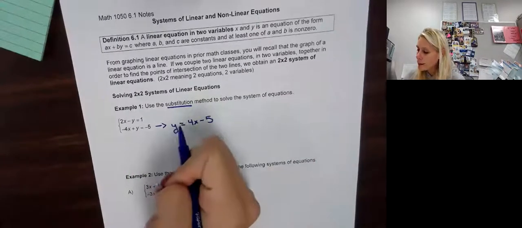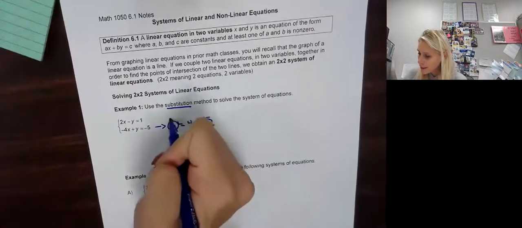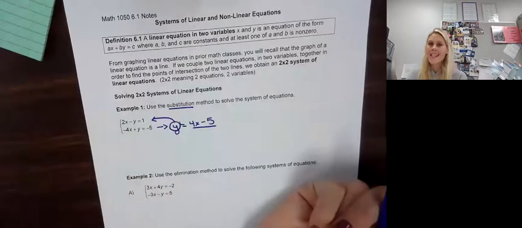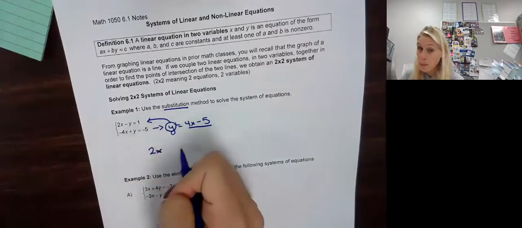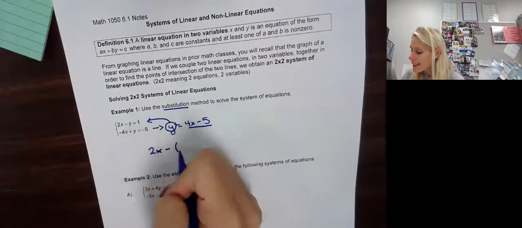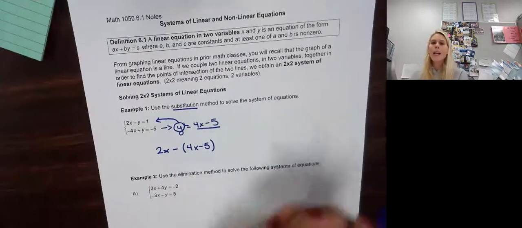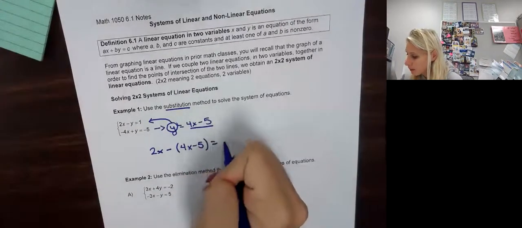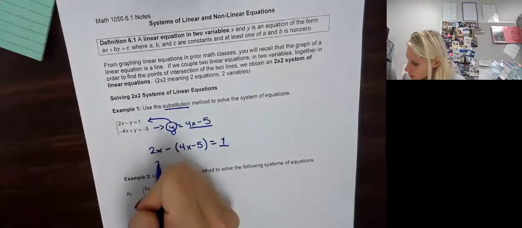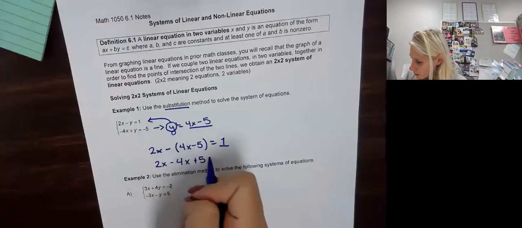Now that I do that, I'm going to substitute this, for every y I see, into the equation I did not manipulate. So 2x, now this is where most people mess up, minus parentheses 4x minus 5. We're subtracting the y, and the whole y is 4x minus 5. So we have to subtract the whole thing that's in parentheses, and then we solve. So we get 2x minus 4x plus 5 equals 1.